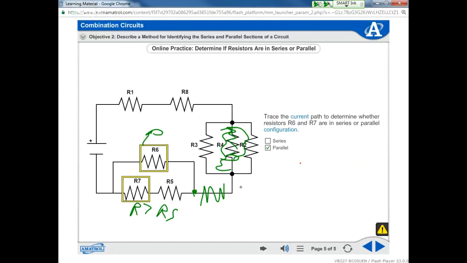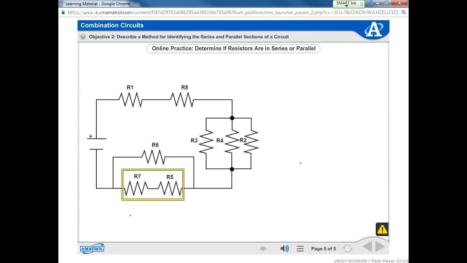That makes sense? Because in actuality, the answer, if you want to be really technical, they didn't really ask that, but it would have said, what is the relationship between R7/R5 and R6? Parallel. But there are still parallel combinations. So let's go on to the next one.